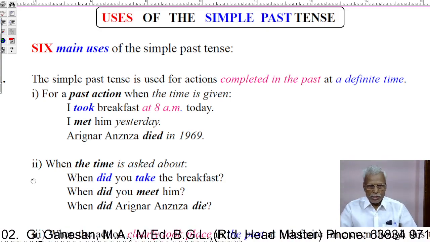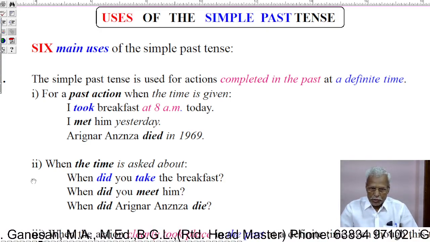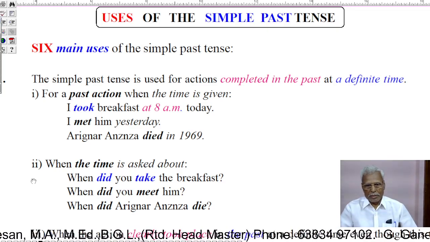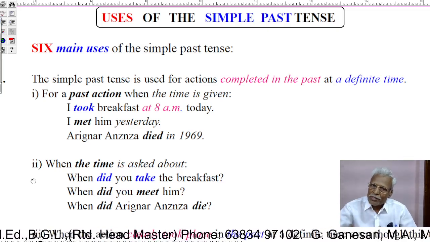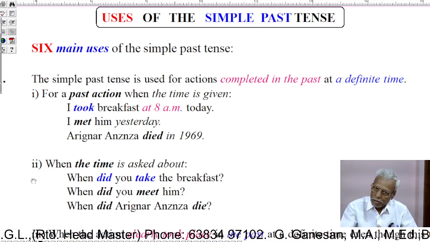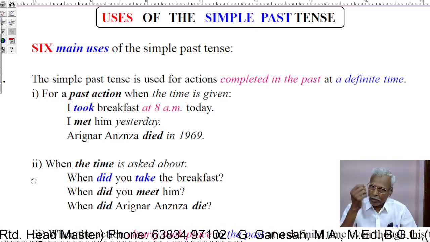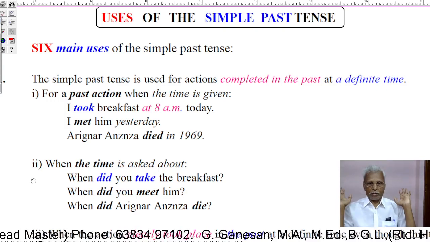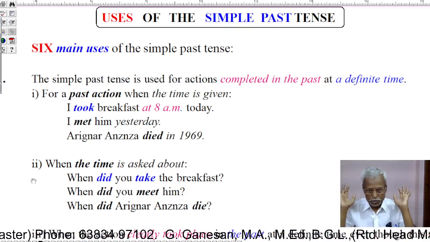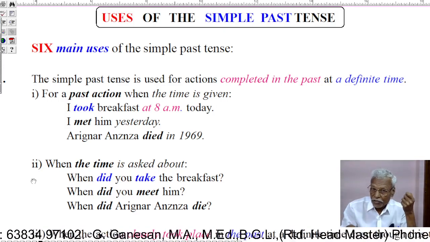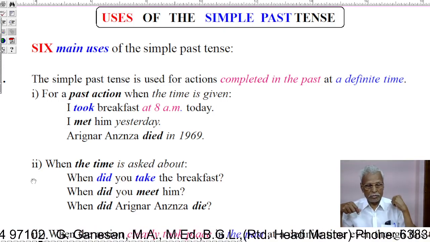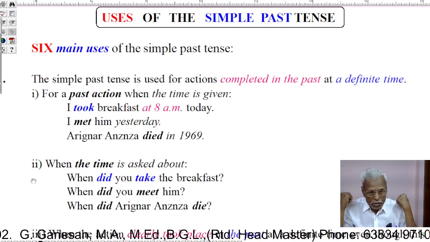The first one is: the simple past tense is used for actions completed in the past at a definite time. That is, the actions completed at a definite time in the past. We can use the simple past to express an action completed at a definite time in the past.